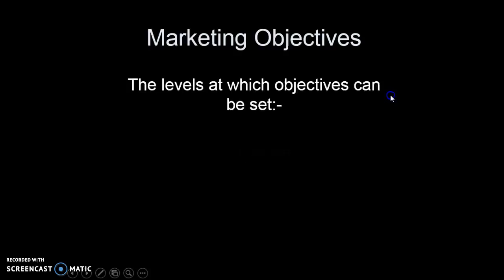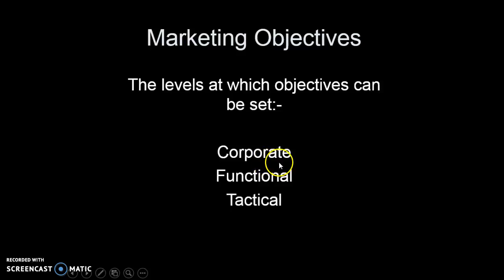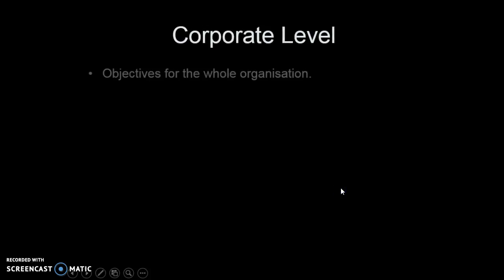Okay, so objectives, they can be set at different levels. So your corporate objectives are more likely to be focusing on your visions and your missions, and your intents. Your functional is going to be at the different departmental areas, and your tactical is going to be very much your short-term sort of strategies. So at a corporate level, you're setting it for the whole organisation.